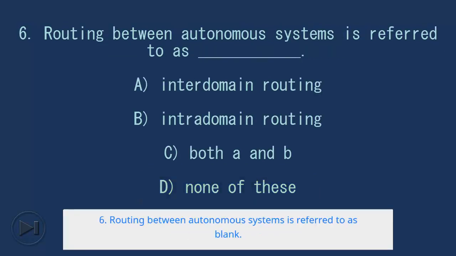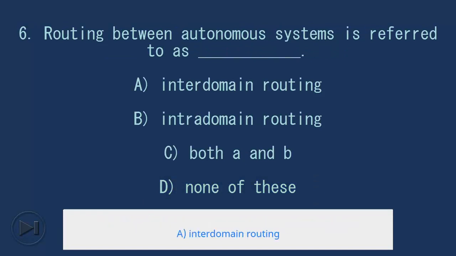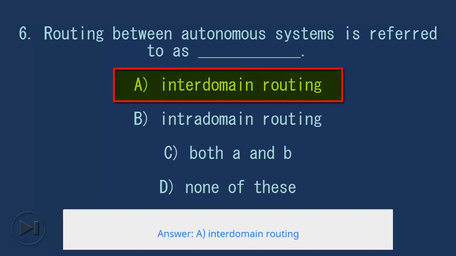6. Routing between autonomous systems is referred to as blank. A, interdomain routing. B, intradomain routing. C, both A and B. D, none of these. Answer, A, interdomain routing.